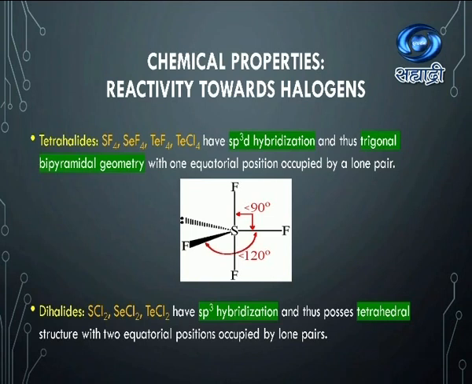Then dihalides, SCl2, SeCl2, TeCl2. These dihalides exist. They have sp3 hybridization and possess tetrahedral structure with two equatorial positions occupied by lone pairs.